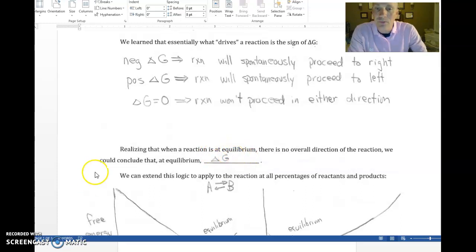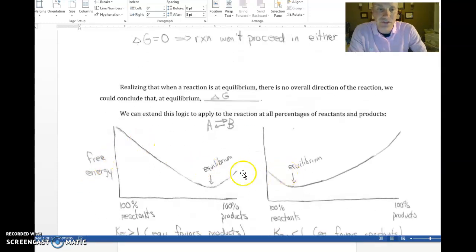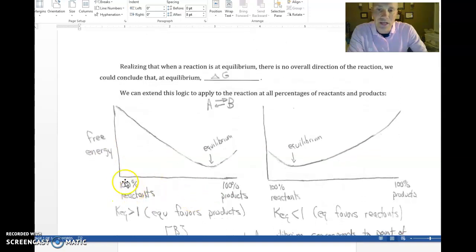So we're going to apply this to some actual cases. In these two graphs, let's pretend that we have just a very simple equilibrium, where A can go back and forth with B. The y-axis is going to represent free energy, and in both cases, the far left position will be 100% reactants, and the far right position would be 100% products. If you measured the free energy as you go from all reactants to all products, we know that there's going to be some position where we have equilibrium.